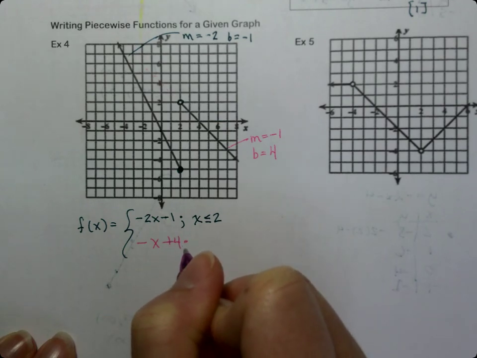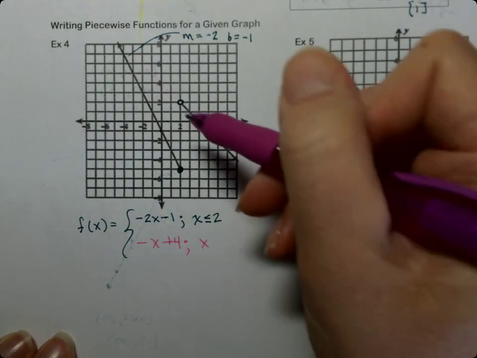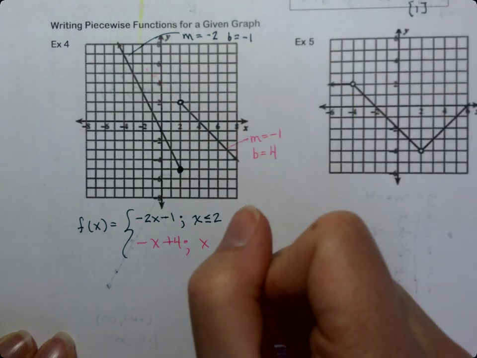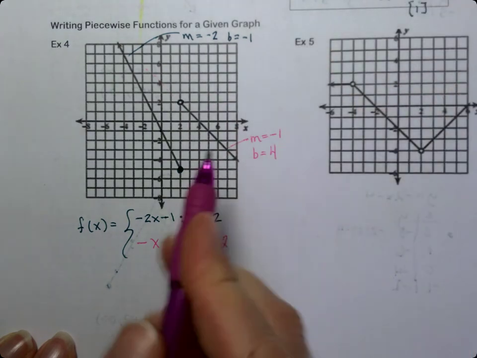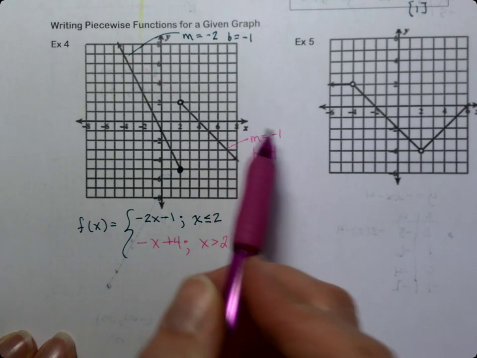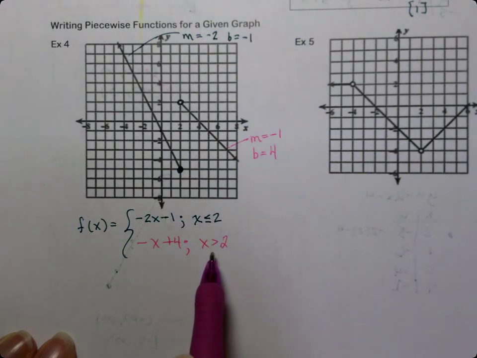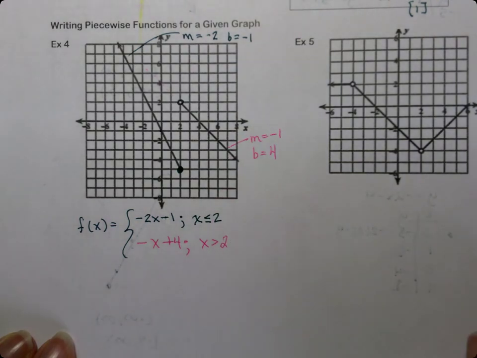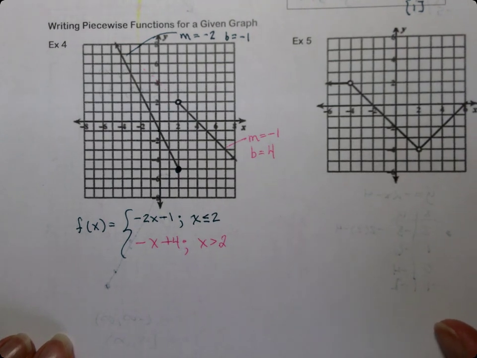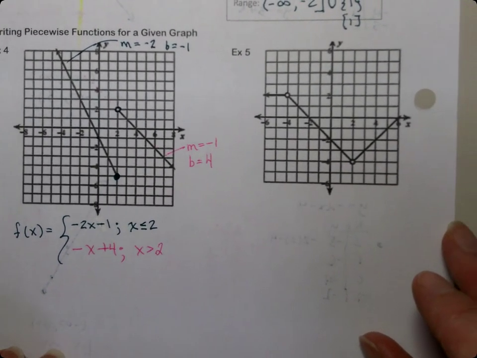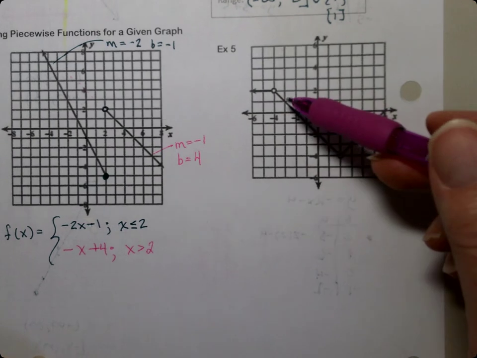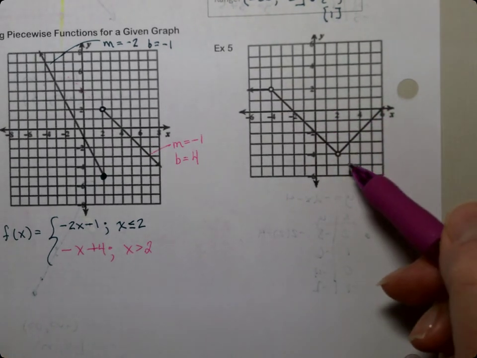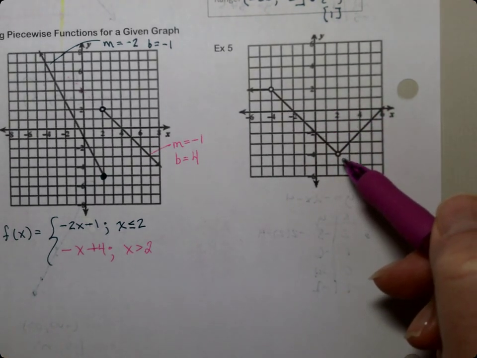And then where does the x start? At 2. And x has to be greater than 2 because the graph is going to the right, but it cannot be equal to it. All right, now, when you first look at example 5, you might think, oh, it's an absolute value graph. But it's not going to be done that way. It's going to be done as a piecewise one.